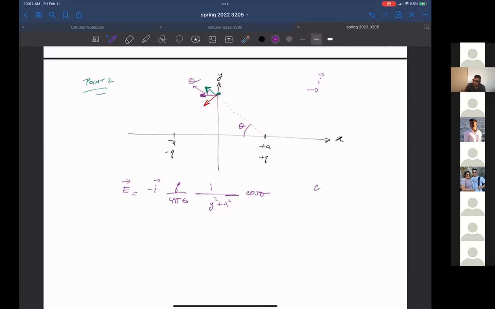And then cos of theta is this guy over that guy, right? So that is a over the square root of y squared plus a squared. Okay, so trig comes in, a over that gives me the cos of this angle. So I plug that in.